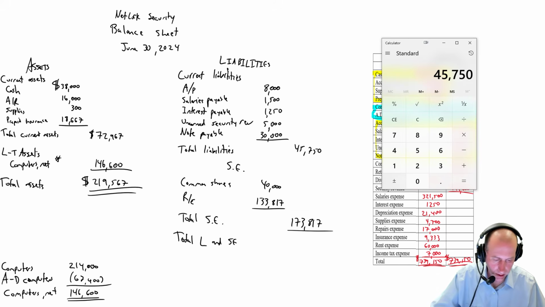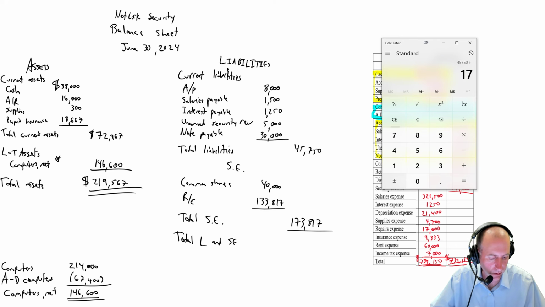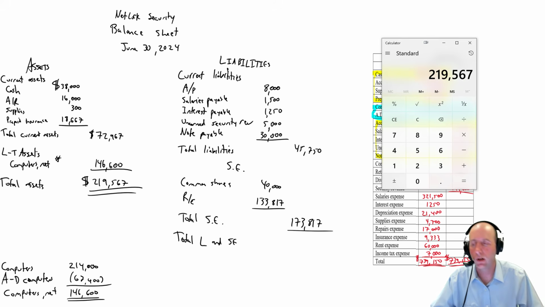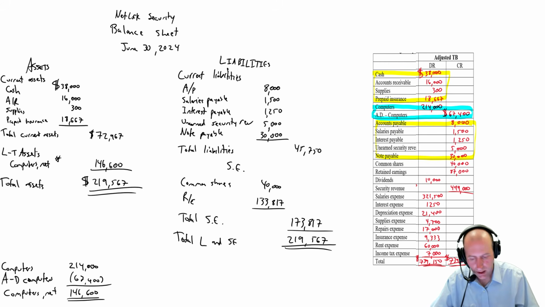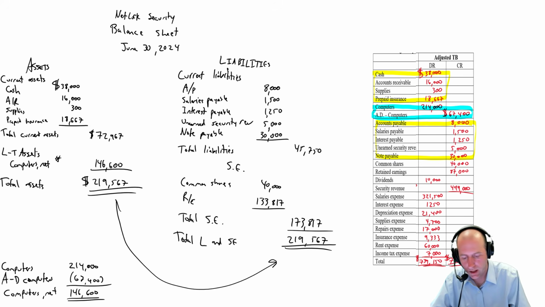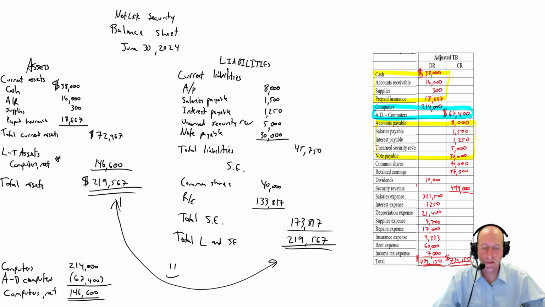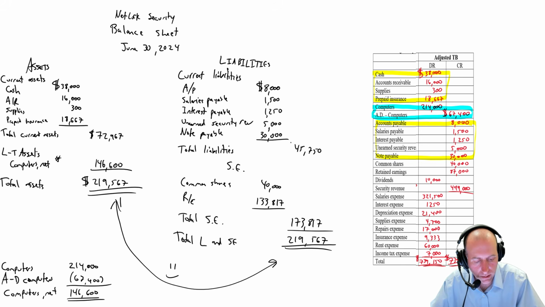I honestly don't know. When I do these live, sometimes I get them wrong. 45,750 is my total liabilities. My total shareholders' equity, 173,817. 219,567. Oh, phew. 219,567. Guess what? Assets equals liabilities plus shareholders' equity. Whew. I don't know what the relieved emoji looks like, but I'll just give a happy face emoji. Dollar signs at the top of each column and at the bottom line of the statement. And there we have it.